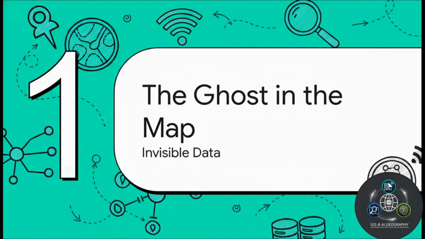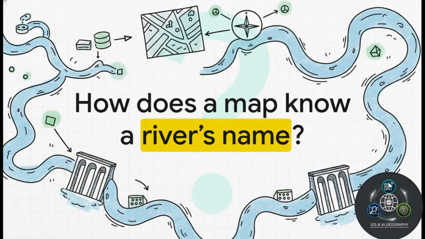Think about the last time you used a map on your phone. You tapped on a park or a restaurant, and boom, a whole bunch of information just appeared. But have you ever really stopped to think about how the map knows all that stuff? It seems like a simple question, right? How does a map know a river's name? I mean, it knows where the river is, obviously, but its name, or how long it is, or how many dams are on it, that's where things get really interesting.